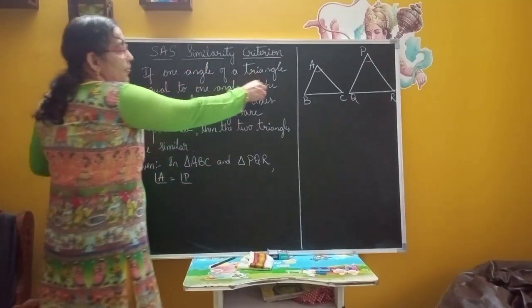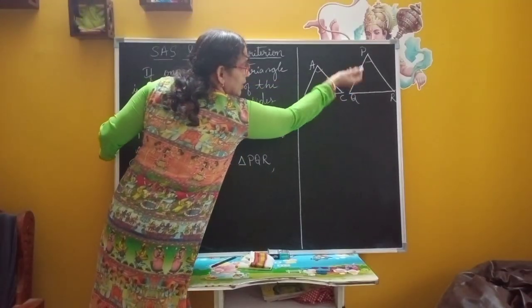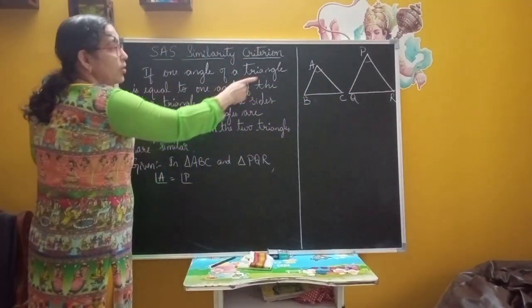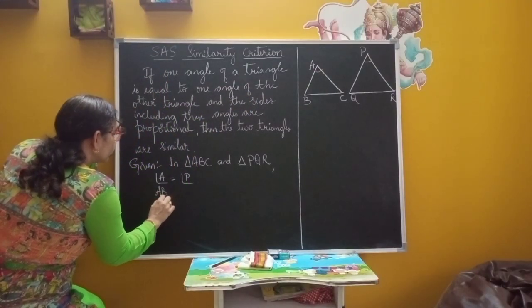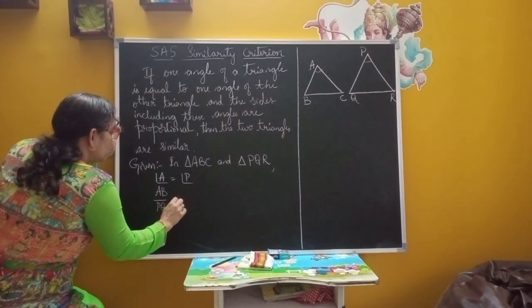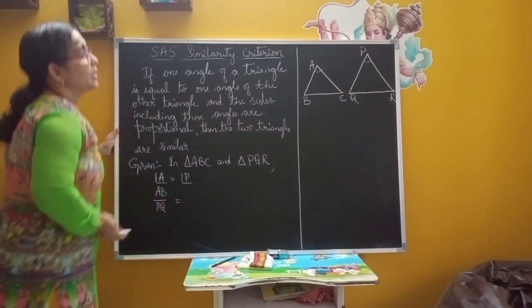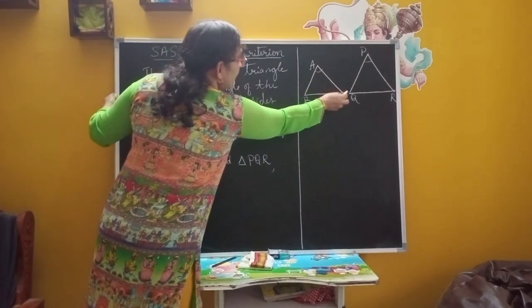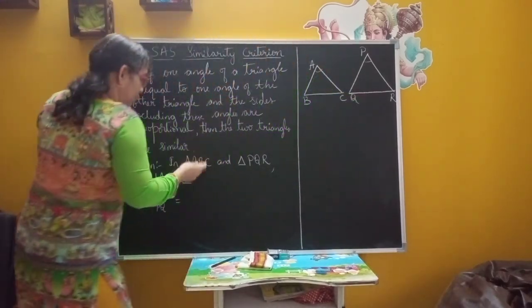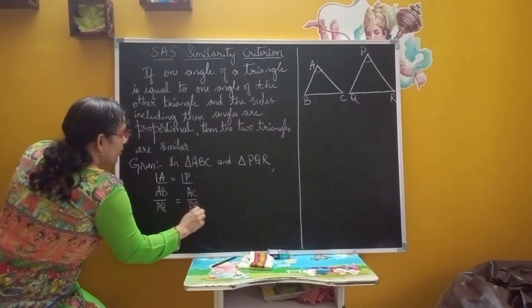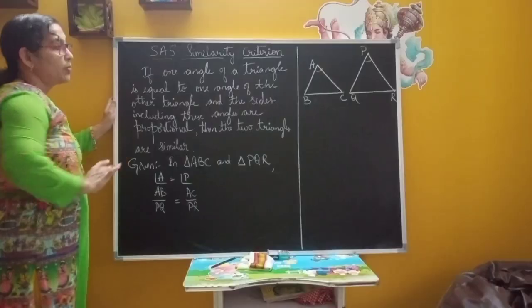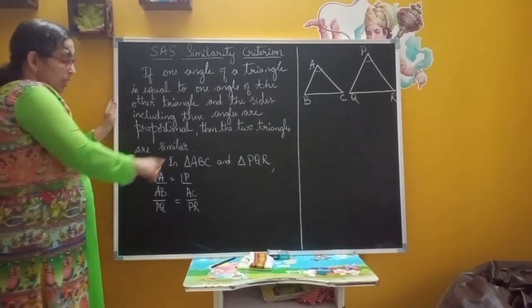So AB is corresponding to which side? PQ. So AB by PQ is equal to, which is the other side? AC by PR. This is given in the statement. According to the statement, these are given.